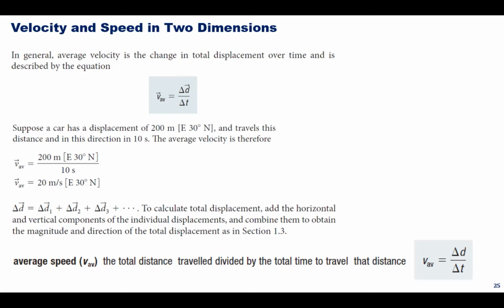The notation for describing a velocity vector is the same as that for displacement, except that average velocity has units of length divided by time. So note that time is a scalar, right? It's just a number, no direction. For example, meters per second is a unit of the average velocity.